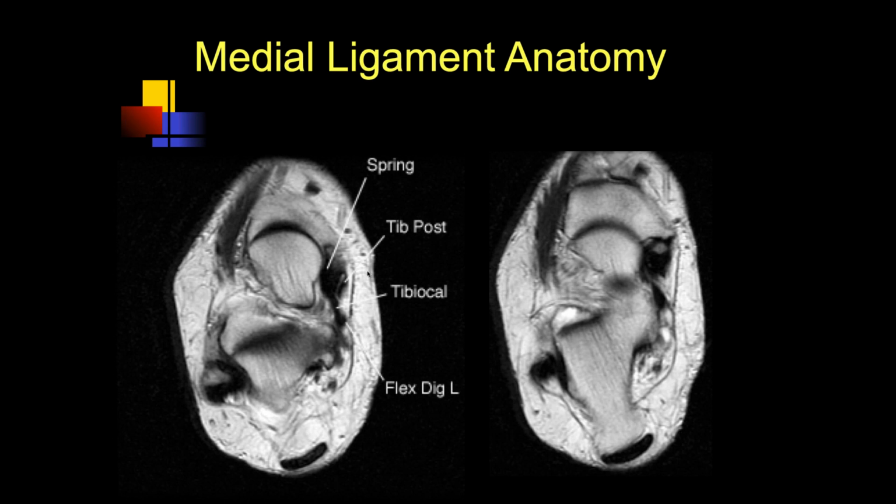Okay, in the axial plane, the spring ligament is really a deep structure here. Here's the navicular, the talus. The tibiocalcaneal is superficial to the spring ligament, deep to the tibialis posterior here, and then the flexor digitorum longus is right back in this area. The flexor hallucis longus is back here. And if we go up a little bit more, we can see a little ossicle and distal PTT that we'll talk about later.